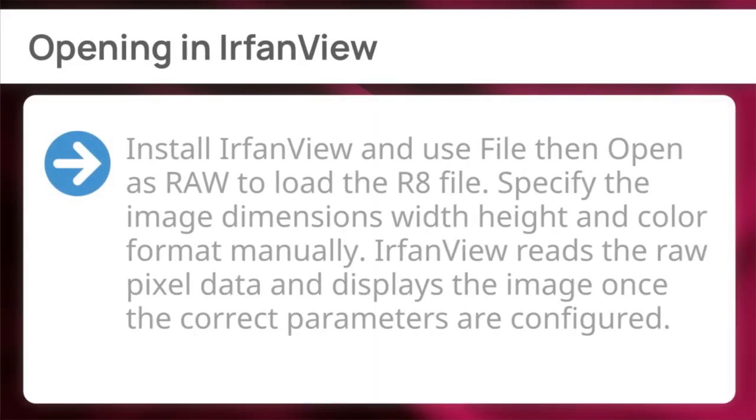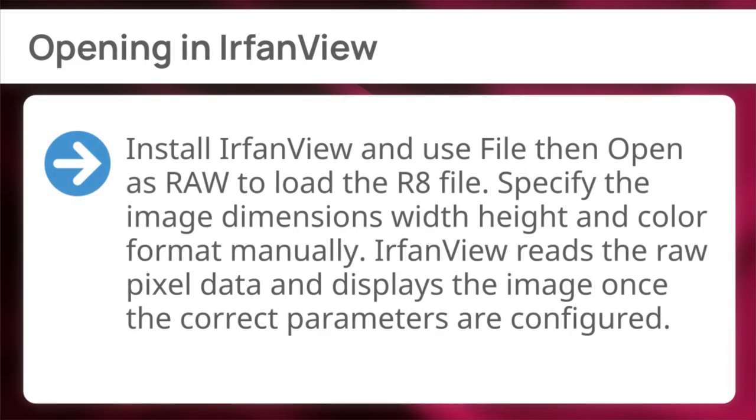First, opening in IrfanView. Install IrfanView and use File, then Open as raw, to load the R8 file. Specify the image dimensions, width, height, and color format manually. IrfanView reads the raw pixel data and displays the image once the correct parameters are configured.